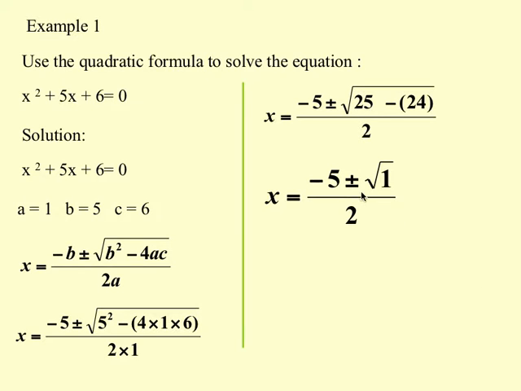Now you get to this part, or the next step, you say, okay, square root of 1 is 1. So, okay, what's this plus or minus mean? Well, that means you've got to split it in 2. And you do negative 5 plus 1 divided by 2, or negative 5 minus 1 divided by 2. And then you work out the actual number answers there.